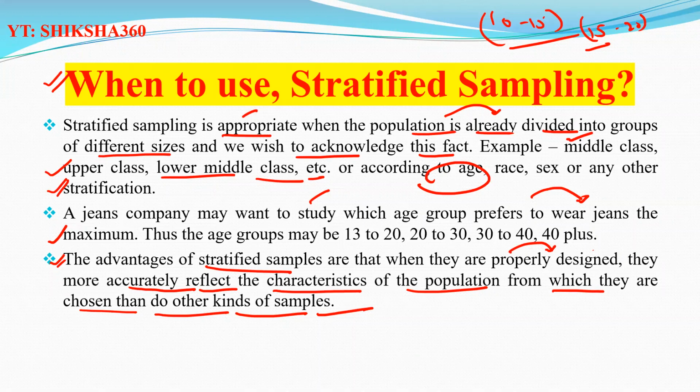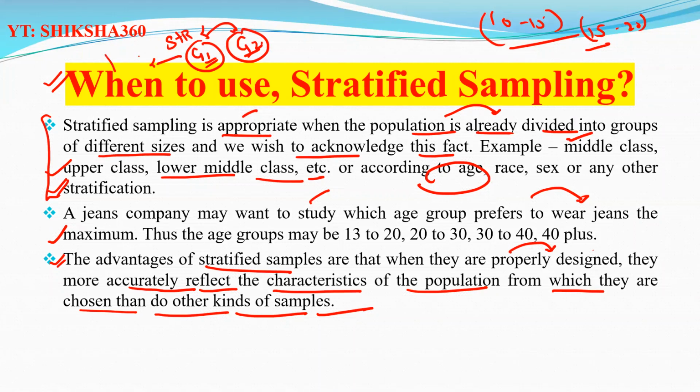So they more accurately reflect the characteristics of the population from which they are chosen than do other kinds of sample. You have to remember this example. And one more thing: under stratified sampling, the internal groups are homogeneous, that is, the elements in the groups are homogeneous, but the groups are not homogeneous with each other.